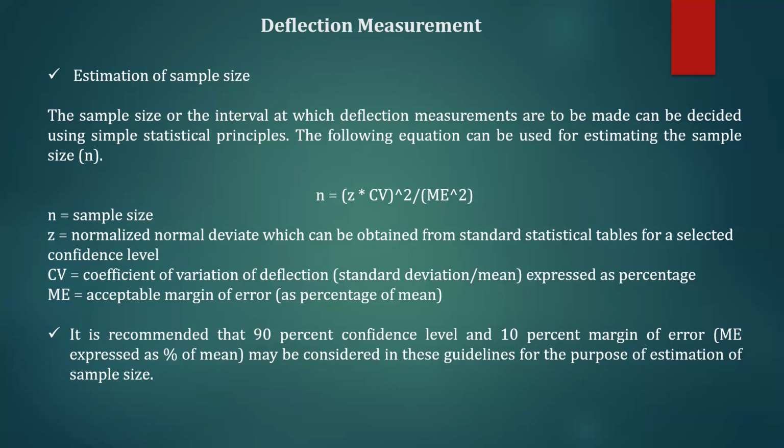I will show you in the next slide how to take this number of samples per 1 kilometer and all that. So here m is the acceptable margin of error. If you see here, IRC has recommended 90% confidence interval and 10% margin of error. So that may be considered for estimation of the sample size.